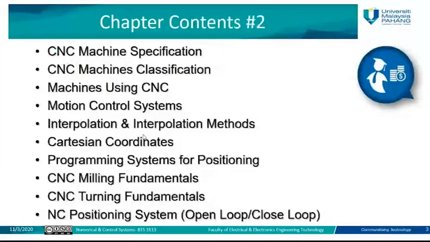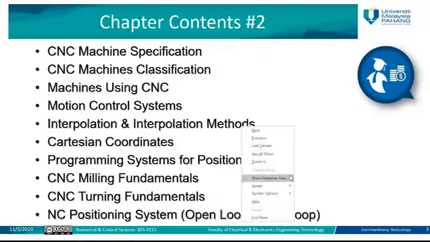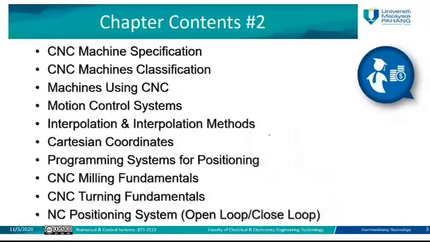So these are the contents for this chapter. We are going to start with the main specification of the machine. Then we will talk about the classification of the machine. When we say classification, that means we are going to classify the machines based on various parameters or various criteria, not only the type of machines. So we have different types of machines based on specific criteria of classification.